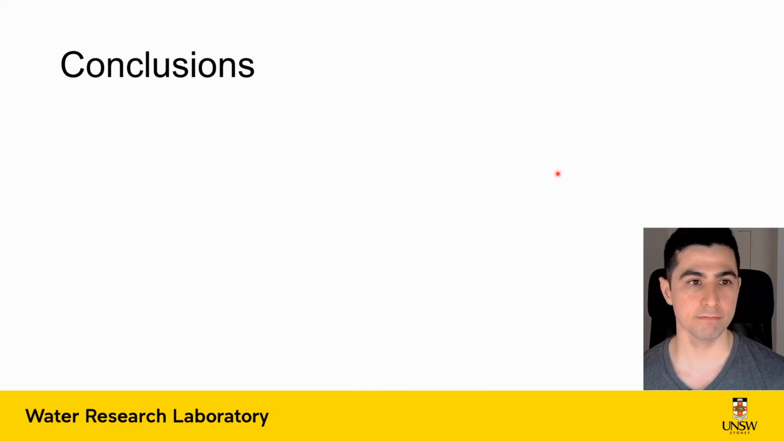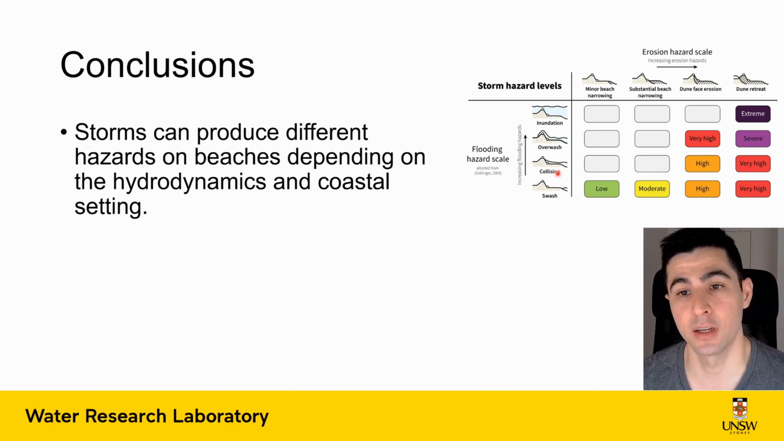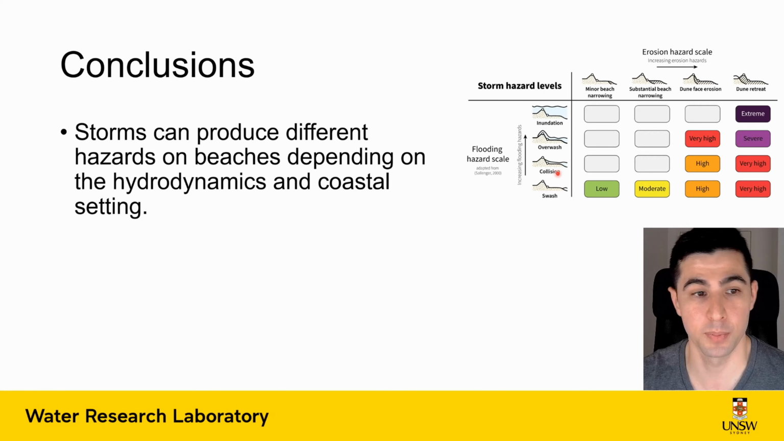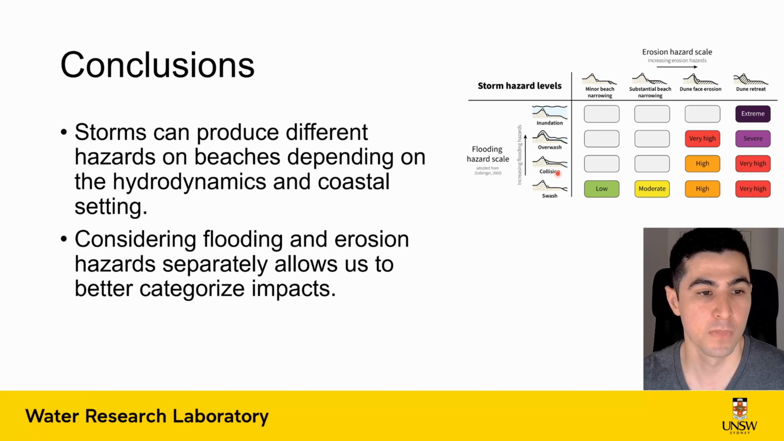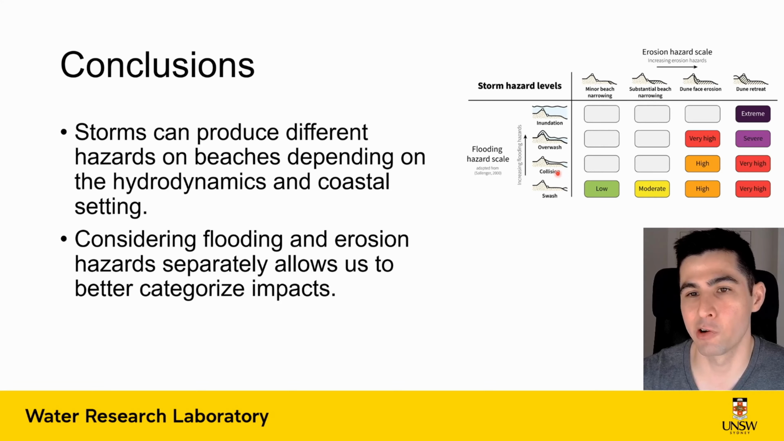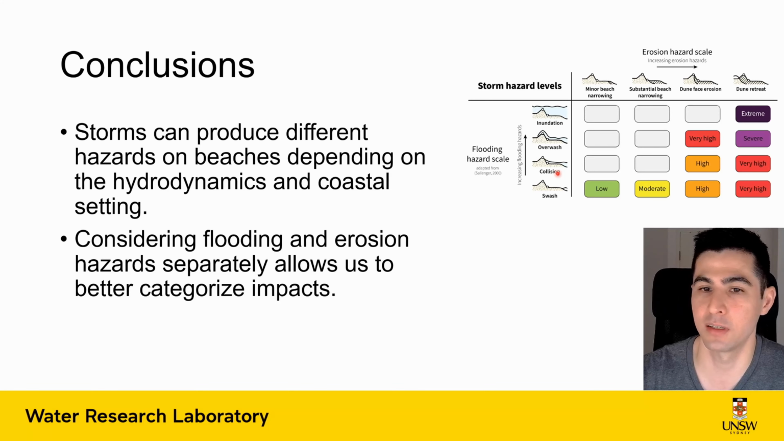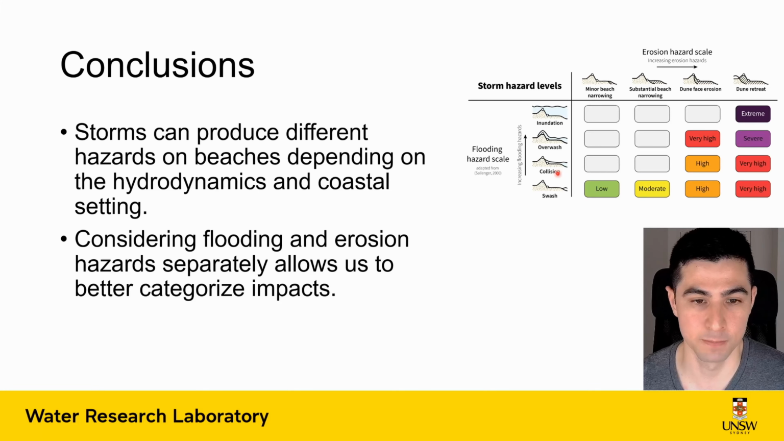So in conclusion, these storms can produce very different responses depending on what kind of hydrodynamics and the coastal setting that you're in. And if you consider flooding and erosion hazards separately, we can better categorize and explain the impacts than just using the flooding hazard scale or the erosion hazard scale. This matrix approach really allows us to get that increased level of detail.